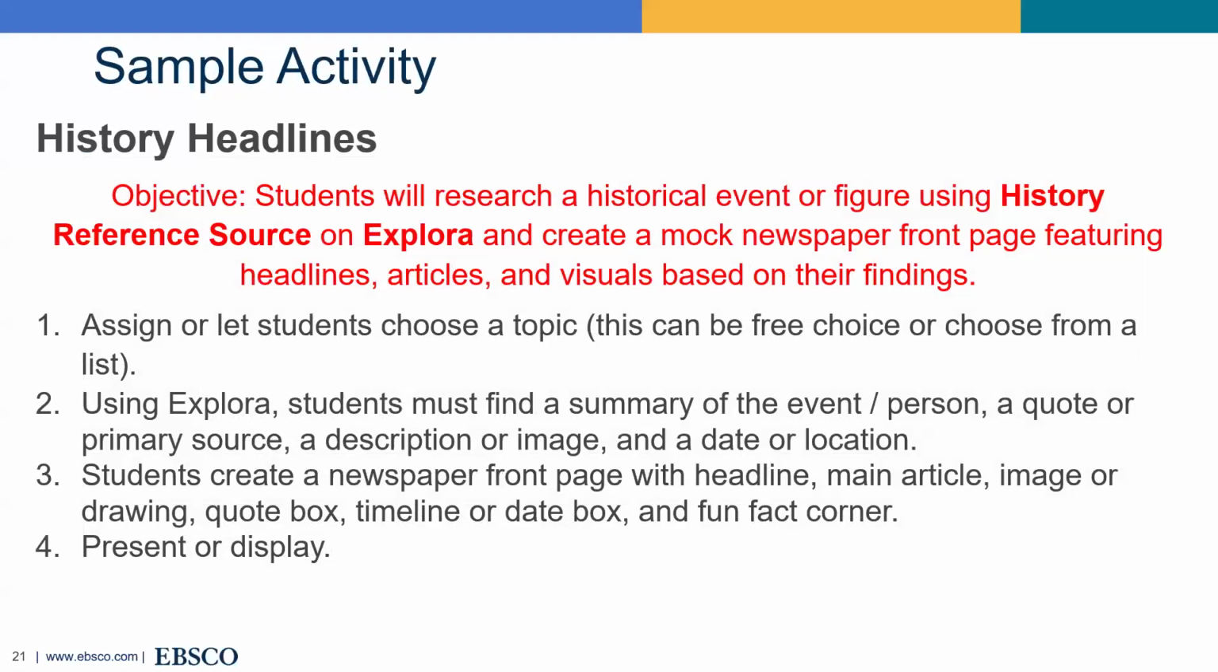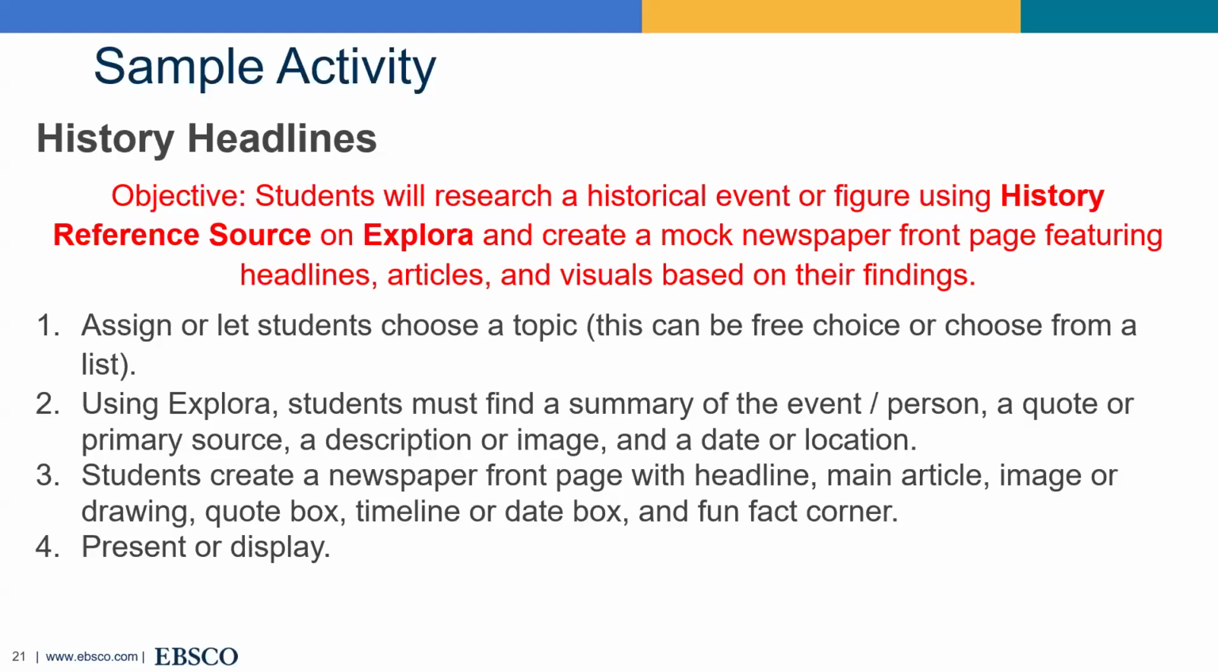And I've got a second sample activity here called History Headlines. And with History Headlines, the objective is for students to research a historical event or figure, and again, using history reference source on Explorer. And they are to create a mock newspaper front page featuring headlines, articles, and visuals based on their findings. So you need to either assign topics or let students choose a topic. This could be free choice or it could be choosing from a list. And then using Explorer, students must find a summary of the event or person, a quote or a primary source, a description or an image, and a date or location.